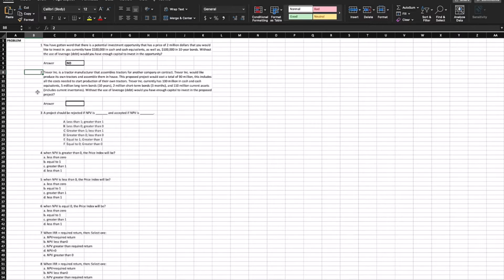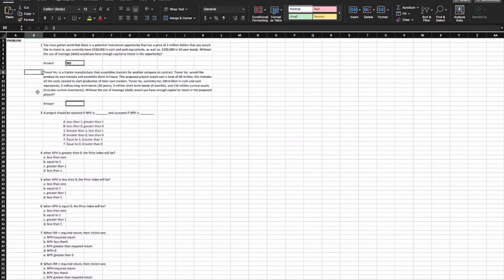Trevor Inc. currently has $10 million in cash and cash equivalents, $5 million in long-term bonds, which are 10 years, $2 million in short-term bonds, which are 3 months, and $110 million in current assets, which include their current inventories. So without the use of leverage debt, would they have enough to buy this proposed project?